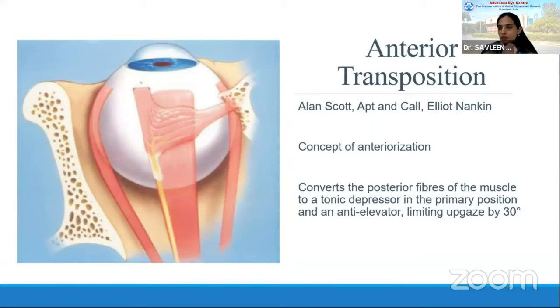Now, anterior transposition, just a word because it's a little bit concerned with the anatomy. It was described quite a few centuries back, but then modified by Alan Scott, Apt and Call, and then Elliot and Nankin, and then further modifications were done. The concept remains the same, that you convert the posterior fibers of the muscle from the depressive action in the primary gaze and make it an anti-elevator. It also limits up gaze to the range of 30 degrees.